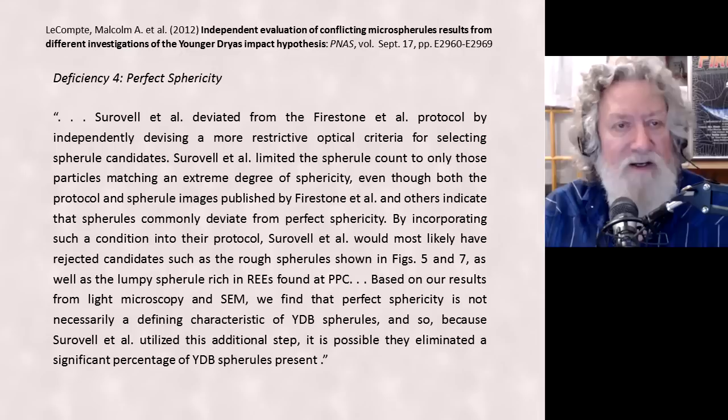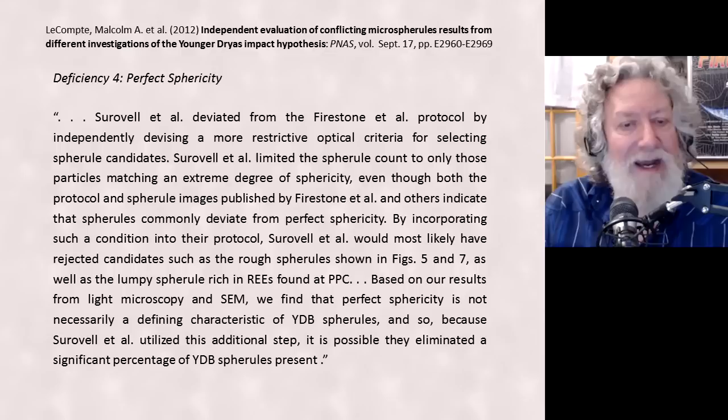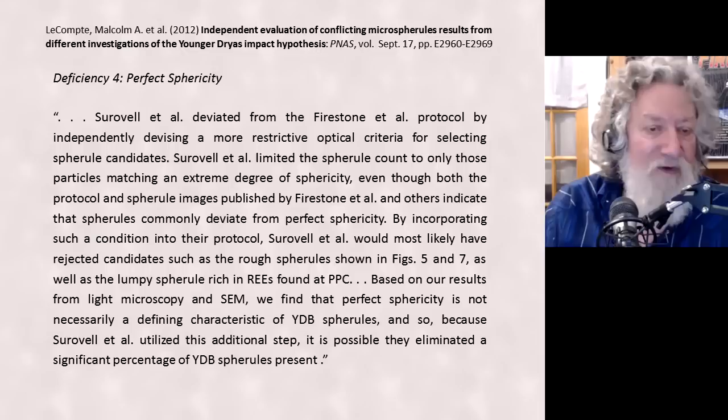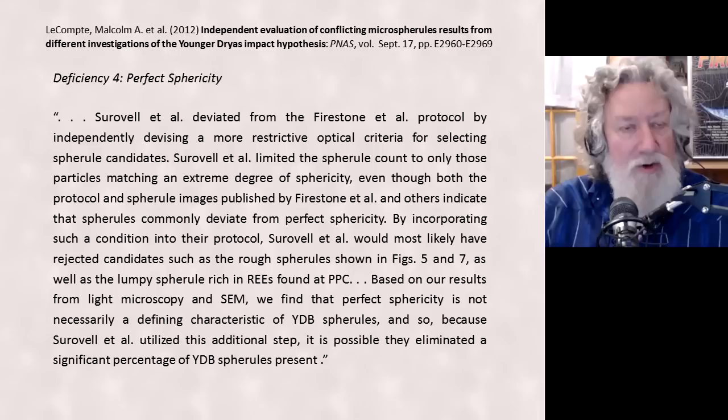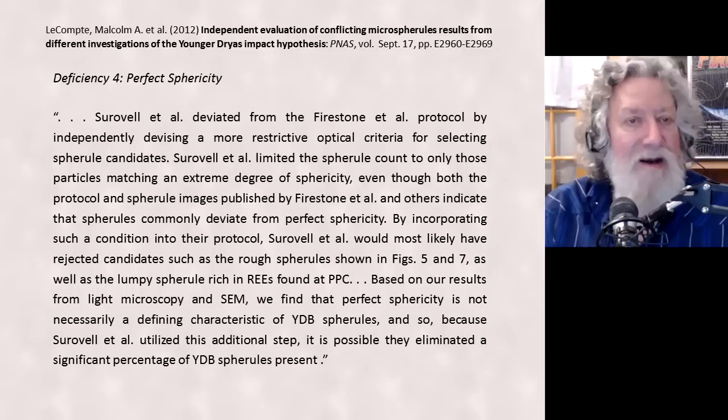By incorporating such a condition into their protocol, Surovell et al. would most likely have rejected candidates such as the rough spherules shown in figures 5 and 7, which I'll show you in a minute, as well as lumpy spherules rich in rare earth elements found at other sites.